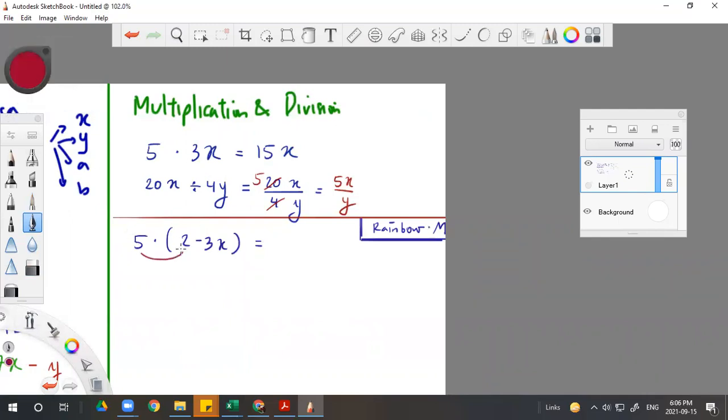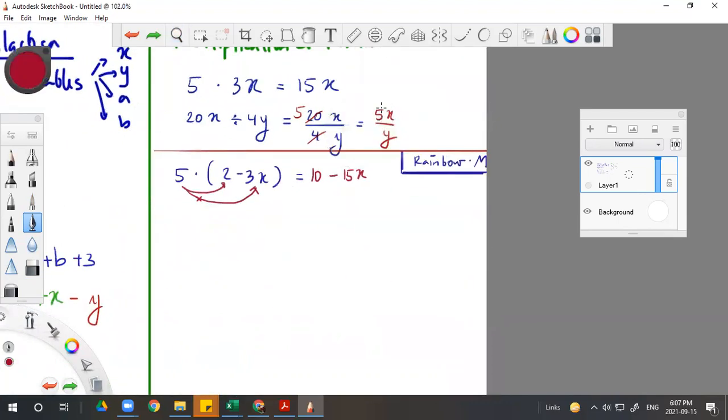Just 5 times 2, right? 5 times 2 is 10. And then 5 times negative 3x, so it has to be negative. 5 times 3, 15x. That's all. This is the answer, right? And next, how can you simplify this? This is still not an equation. This is an expression only.